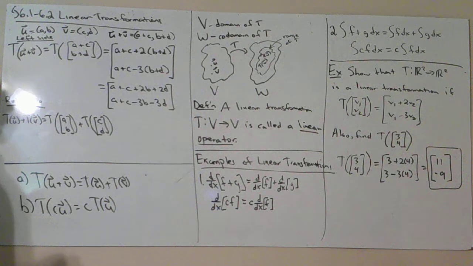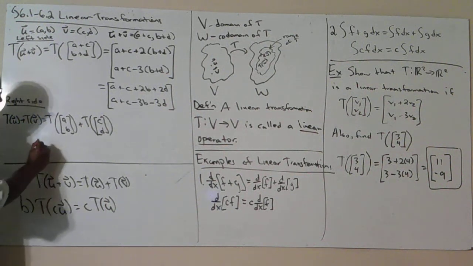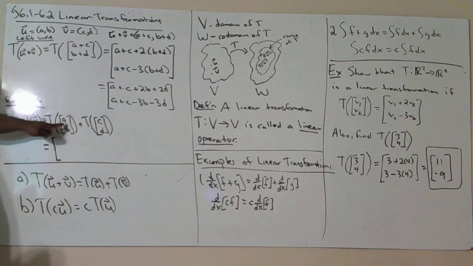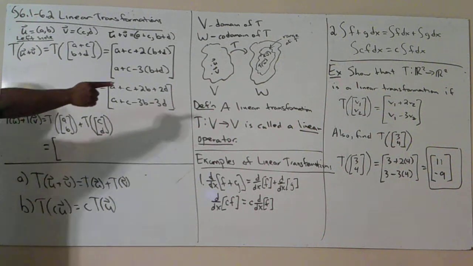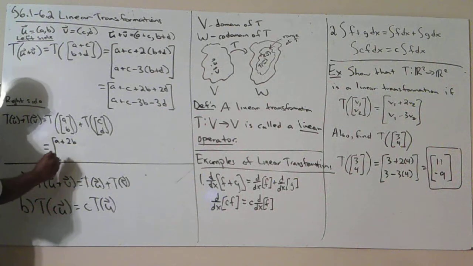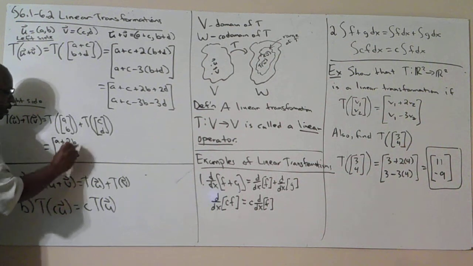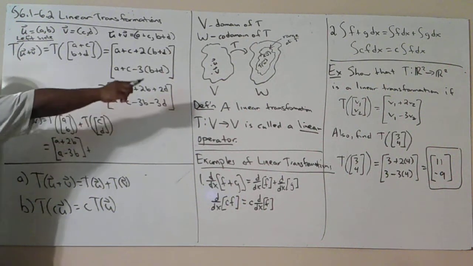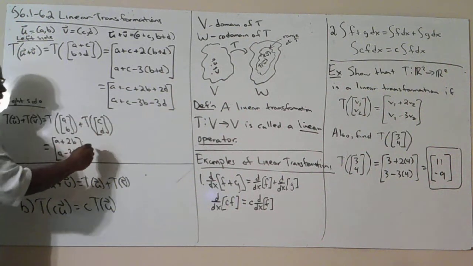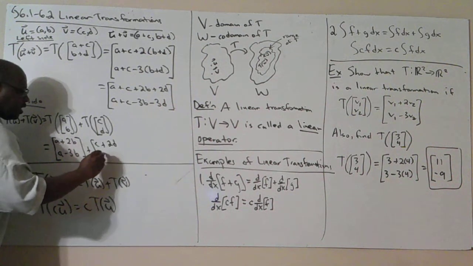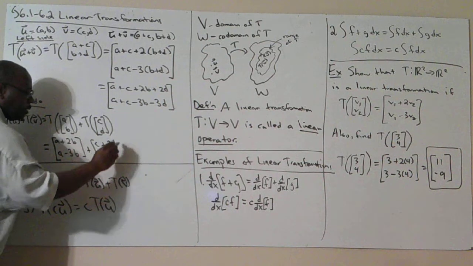Let's see if I can squeeze it down here. It's going to be tight, but it's going to be all right. In this case, my A is V1, my B is V2. So if I use the formula I have over there, I get A plus 2B, and A minus 3B. Plus, here I have T of (C, D), so my C is V1 and my D is V2. So I get C plus 2D, and C minus 3D.